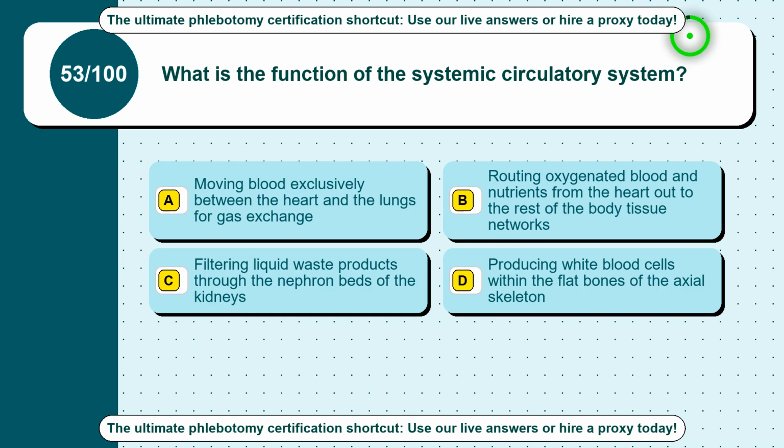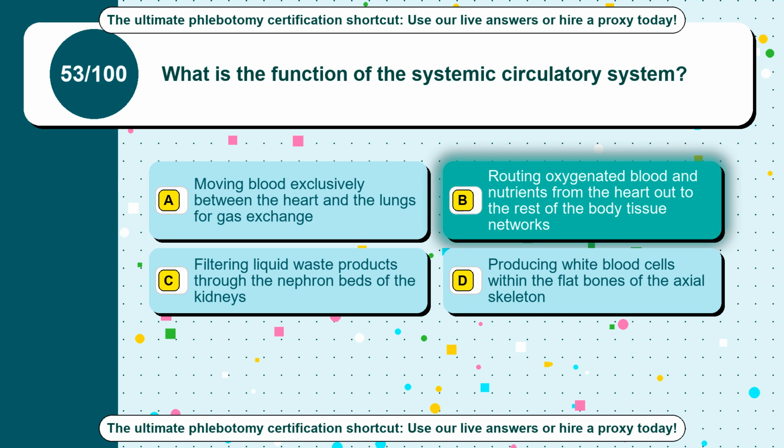Question 53. What is the function of the systemic circulatory system? Option A, moving blood exclusively between the heart and the lungs for gas exchange. Option B, routing oxygenated blood and nutrients from the heart out to the rest of the body tissue networks. Option C, filtering liquid waste products through the nephron beds of the kidneys. Option D, producing white blood cells within the flat bones of the axial skeleton.